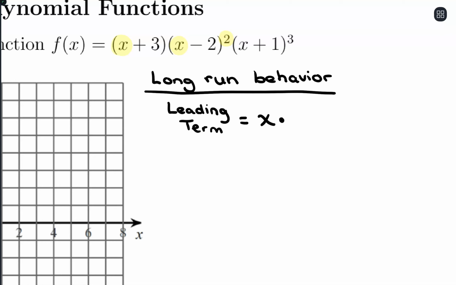So my leading term, I'm going to have x from that first piece and then times x squared. And then times, for that last one, x plus 1 cubed, I'm going to grab that x cubed. So really it's going through and grabbing anything with x and the exponent that's attached to it. So I end up for my leading term with x times x squared times x cubed, which is x to the 6th. And that would be my leading term.